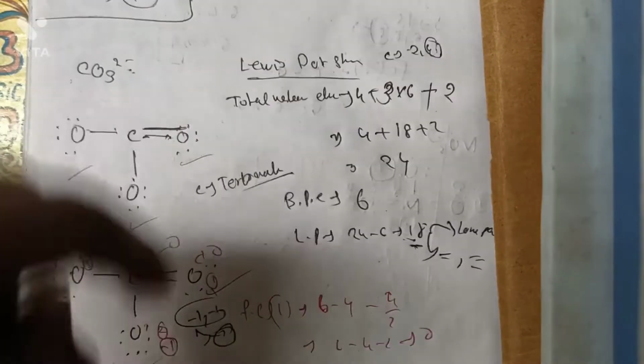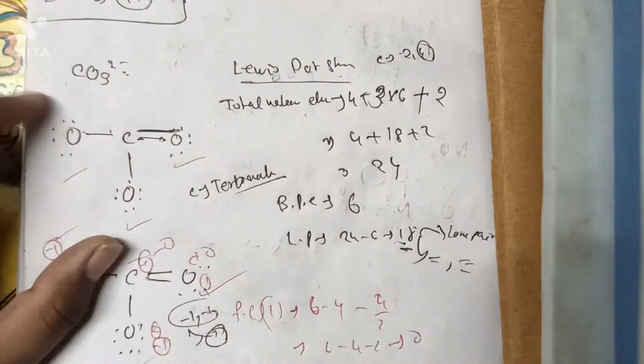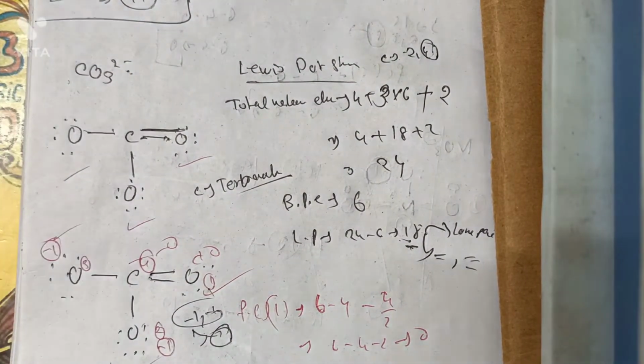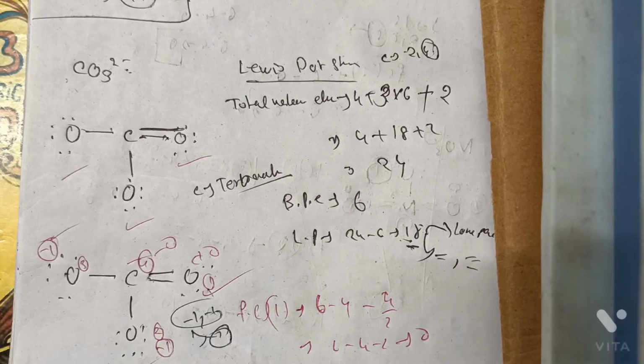That means the whole molecule has -2 charge. That is why it has -2 charge, as simple as that. How simple it is to calculate the formal charge, if we know the basic formula and how to find lone pair and bond pair electrons.